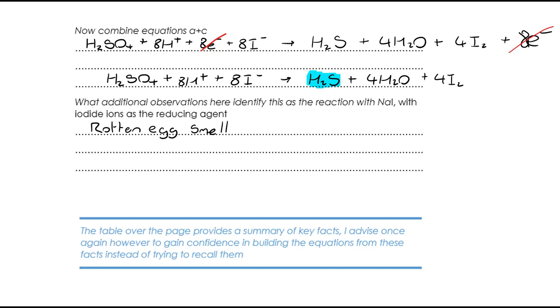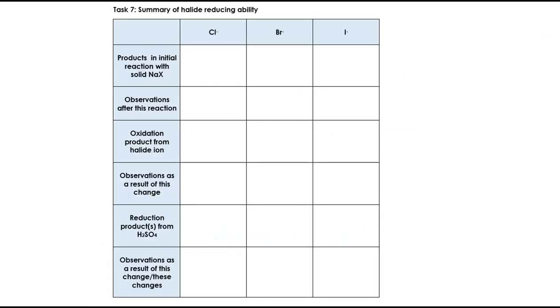Now, I'm going to move on to try to summarise the key facts that you need to learn. And if you learn the facts in this table and combine that knowledge with your ability to build and combine half equations, this becomes a much more manageable topic. So have a go at filling this in. You've got space to change it in different colours if you need to later. You can make corrections, but try it and see how you do.